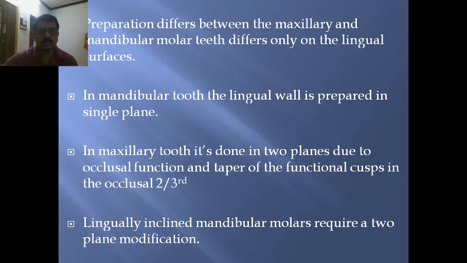Why? Because of the occlusal function and taper of the functional cusp of the maxillary molar, we have two planes at the occlusal two-thirds. But there are certain cases where the mandibular molar will be slightly lingually inclined. In such cases, we have to go for a two-plane or double plane preparation, unlike the single plane preparation we have discussed earlier.